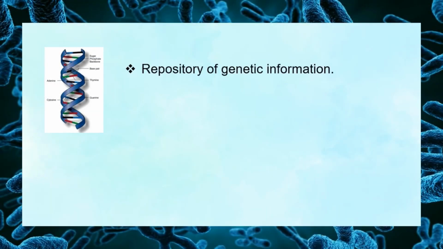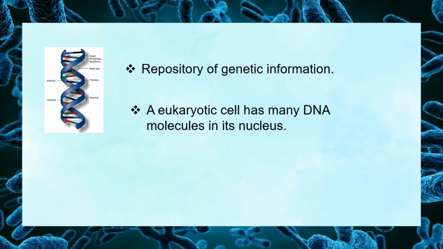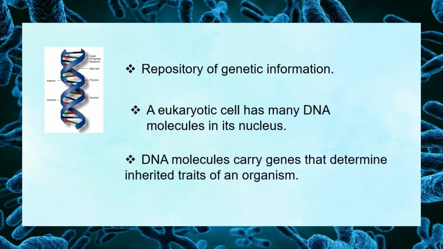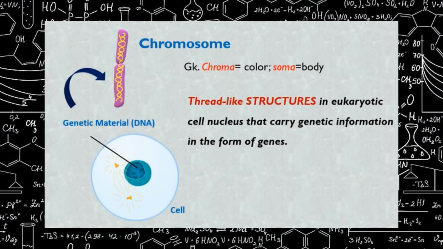This means that double-stranded DNA molecules present in the cell of an organism are the repository of genetic information. A eukaryotic cell has more than one DNA molecule in its nucleus. Each of these DNA molecules carries thousands of genes that determine an organism's inherited traits. This structure is known as a chromosome.